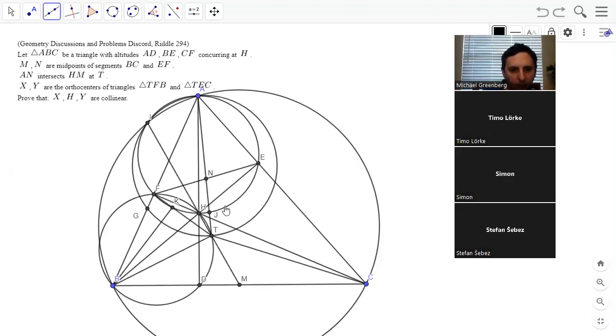Yeah, I wonder if there's a way to use the radical axis theorem where three different things concur at point T. So FK, see this circle, that circle. And this, yeah. Oh, wait a sec.